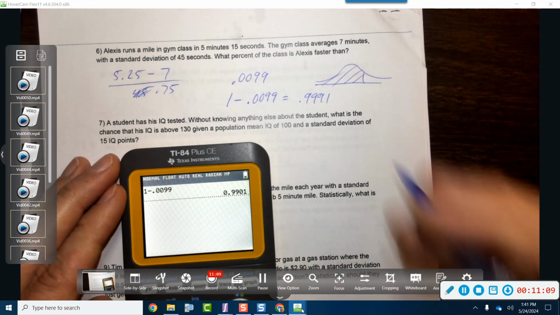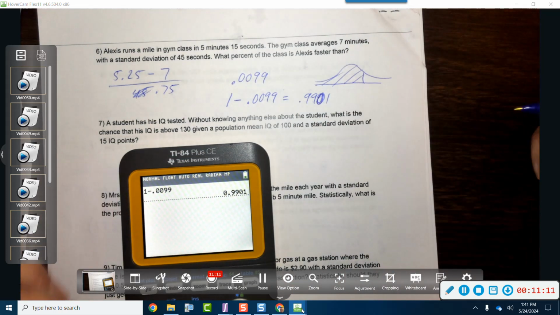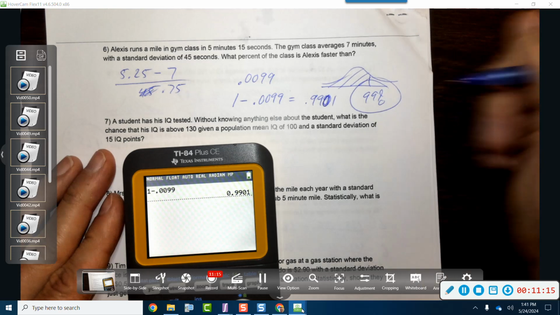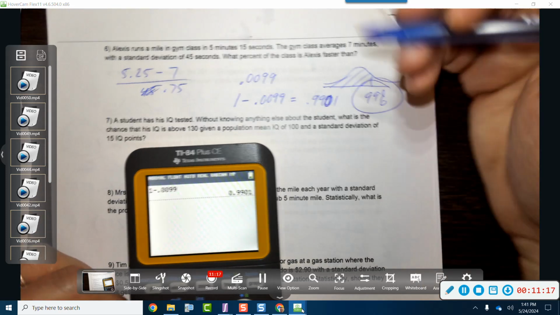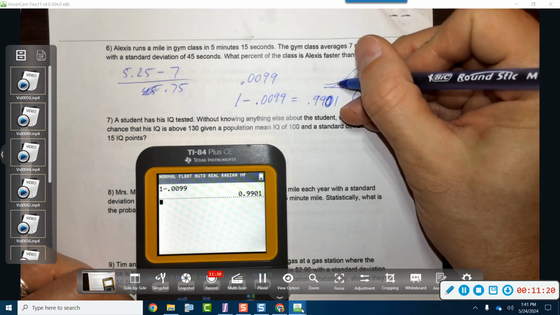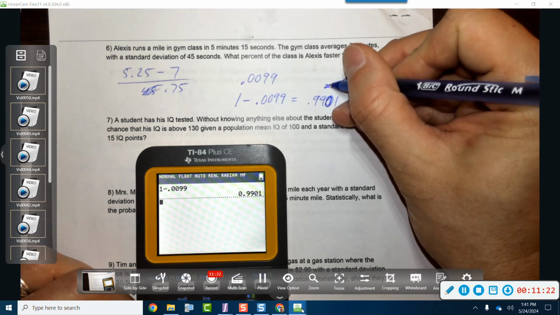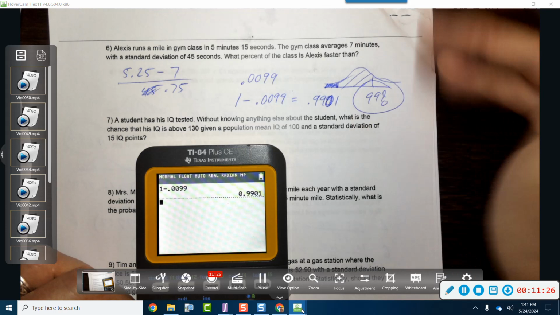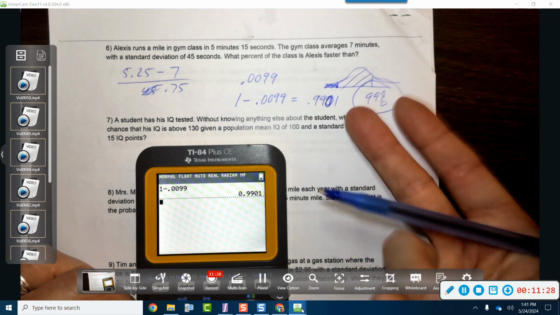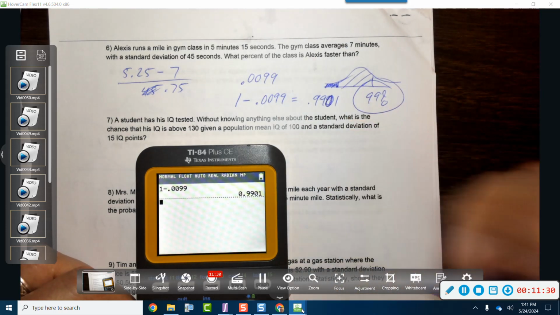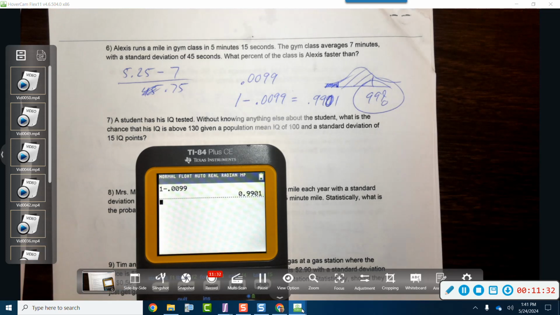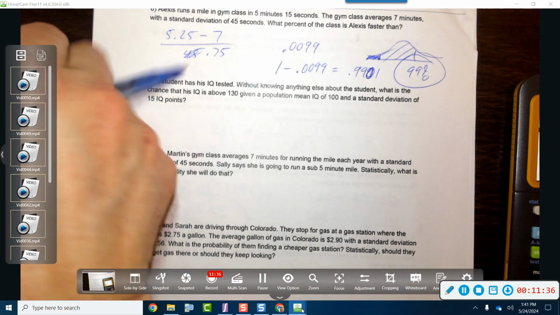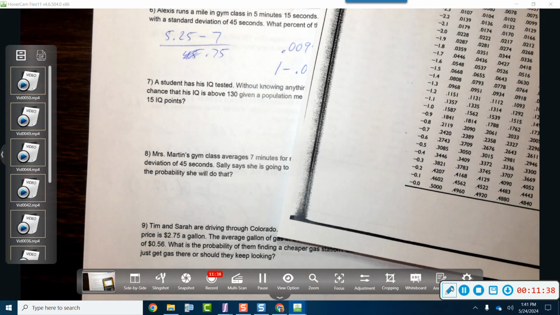Okay, 0.9901. So she is faster than 99% of everybody there. It is because this means that their scores would be lower than hers. That means that they would be faster. So we've got to invert this to think about who would be slower than her. So watch out for that. Okay, I think I'm going to stop it here and then finish out the last video with the last problems.